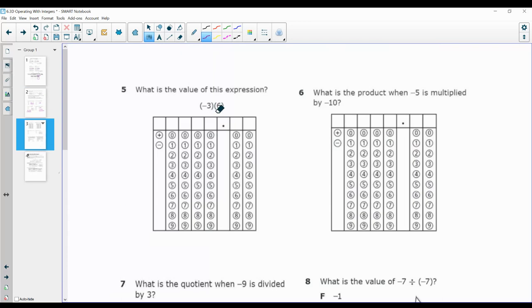The next question is question number 5, multiplication. -3 times 6. This one is just multiplying and checking if the answer will be positive or negative. What is the product? Product is also the word multiply. We have to multiply -5 by -10. So multiply and then check if the answer is going to be positive or negative.